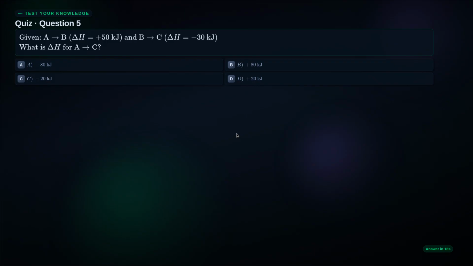The correct answer is D. By Hess's law, ΔH for A to C equals ΔH for A to B plus ΔH for B to C. ΔH equals plus 50 plus minus 30 equals plus 20 kilojoules. The reaction is endothermic overall.